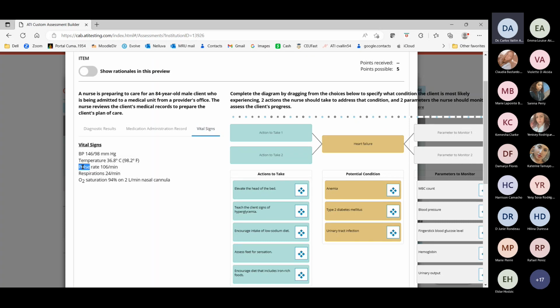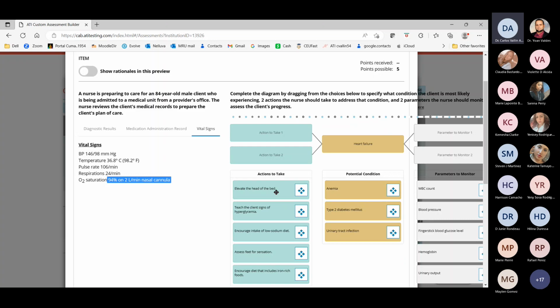I noticed tachycardia and some dyspnea and impairment of the gas exchange that supports that the problem of the client is heart failure, not the diabetes mellitus. Okay, so we all agree that we choose heart failure as the main condition in this client. Okay, so what do we do with this client? Is it pertinent to elevate the head of the bed?